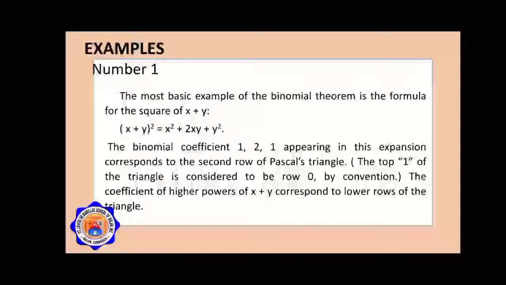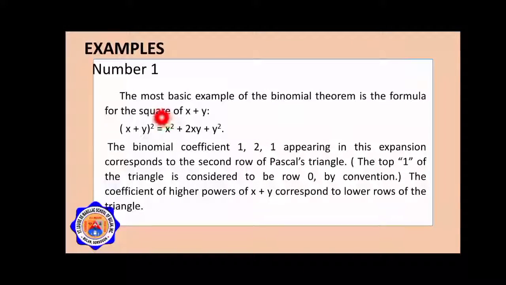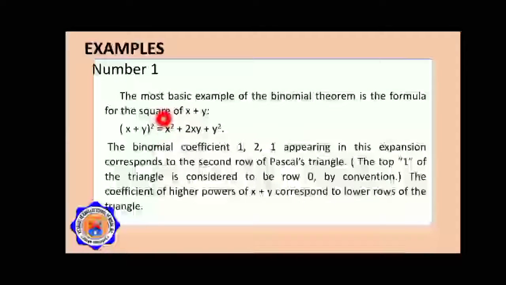The binomial coefficients we get here: the x squared has the number 1, then the 2, then the 1 in y squared. These are the coefficients appearing in the expansion, and they correspond to the second row of Pascal's triangle. The top one of the triangle is considered to be row 0 by convention. The coefficients of higher powers of x plus y correspond to the lower rows of the triangle.